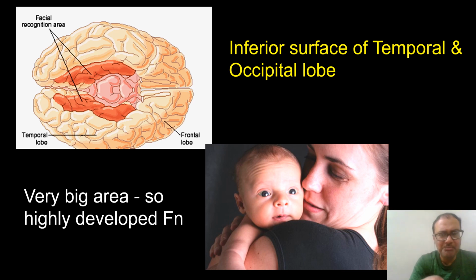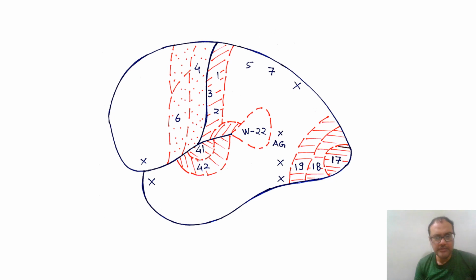The fourth function of the temporal lobe is recognition of human faces, and this is done by the whole medial half of the inferior surface of the temporal lobe along with the occipital lobe. Because such a big area is provided, this function is highly developed in human beings. This is function number 4. Let's understand the remaining 3 functions.